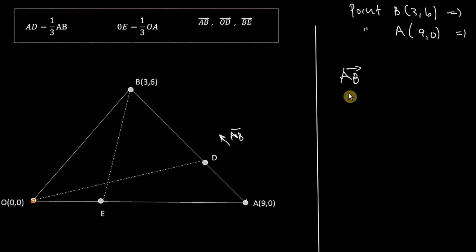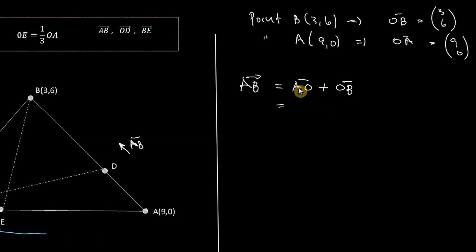To find the vector AB, we imagine that we are at A and we need to get to B. So we're going to find a path to get from A to B. We could travel in this direction from A to O, then we could go from O to B in this direction. So let's write vectorially that AB is the equivalent of going from A to O plus the vector going from O to B. Now, if you notice, we have values for these two vectors because AO is simply the inverse of OA.